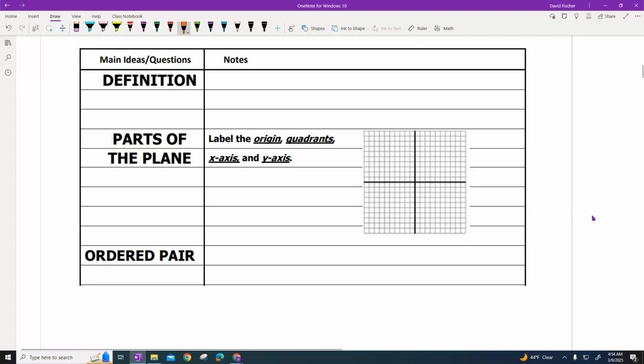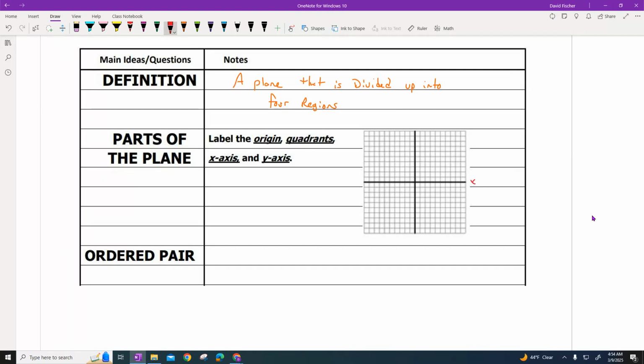First of all, we have to know some really basic things. This is a plane that is divided up into four parts, four regions. And parts of the plane is number one, the x and the y axis here.